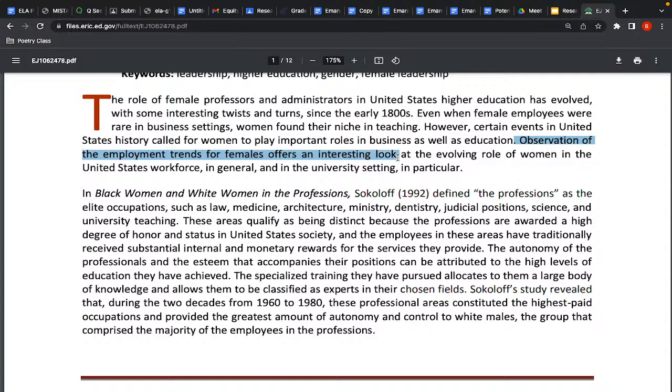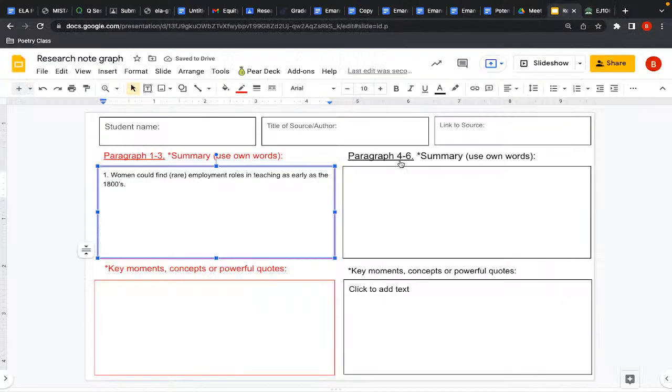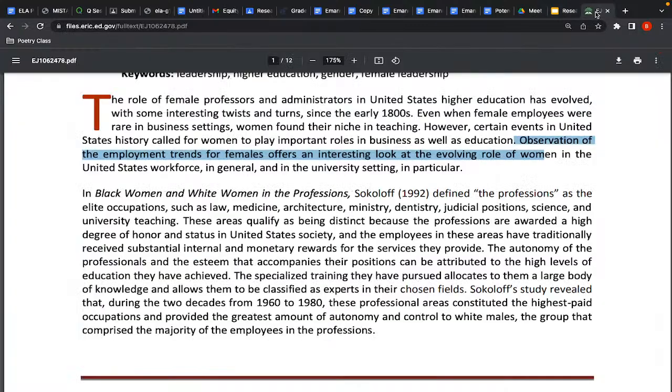observation of the employment trends for females offers an interesting look at the evolving role of women in the workforce. Okay, so I know that this author will trace female employment trends. That is just to see what they tell us, I assume. So we'll see.